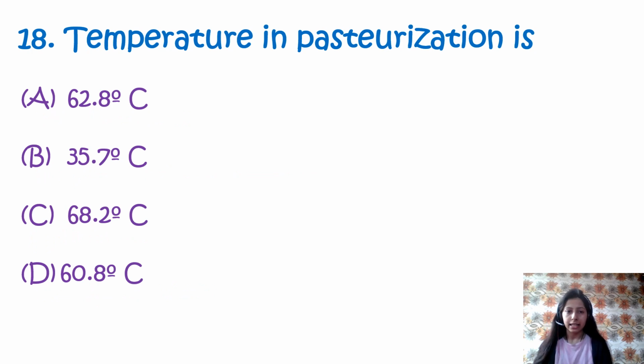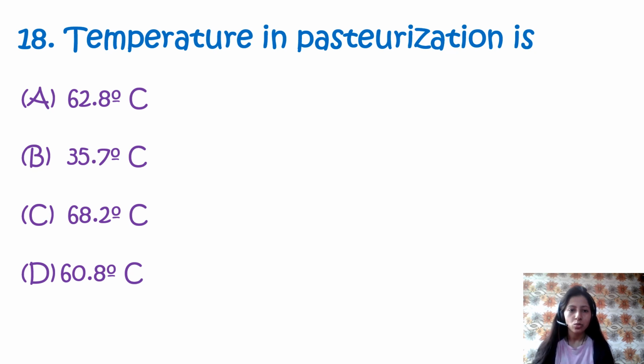Next, question number 18. Temperature in pasteurization is option A 62.8 degrees Celsius, option B 35.7 degrees Celsius, option C 68.2 degrees Celsius, option D 60.8 degrees Celsius. So just a few slides पहले हमने पढ़ा pasteurization के two types, LT and HTST. That is low temperature long time and high temperature short time.